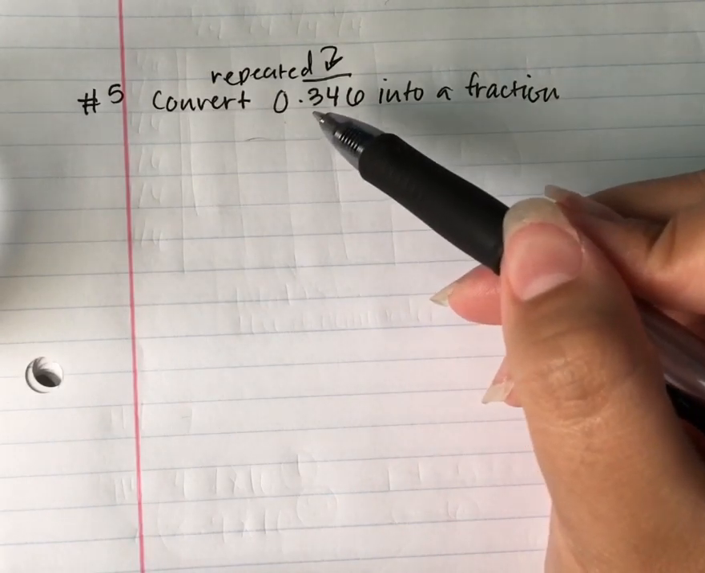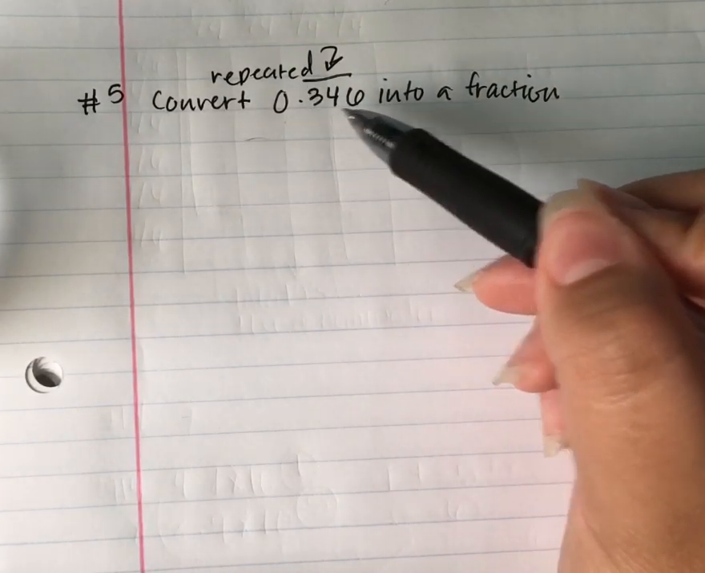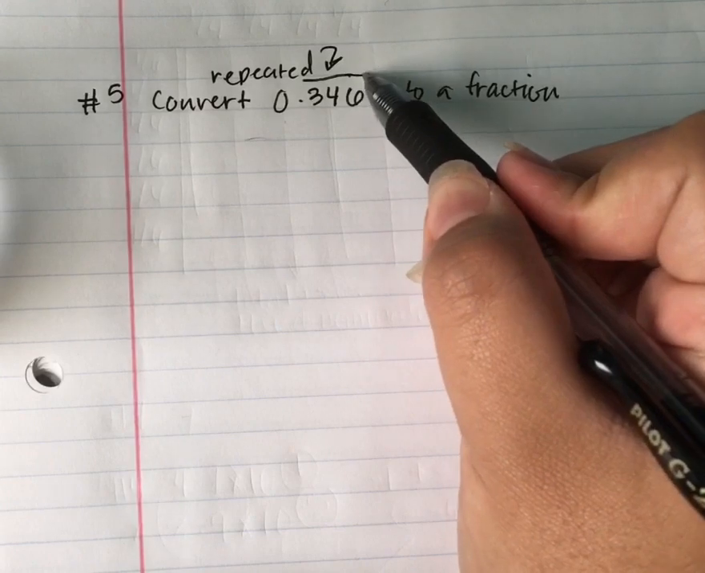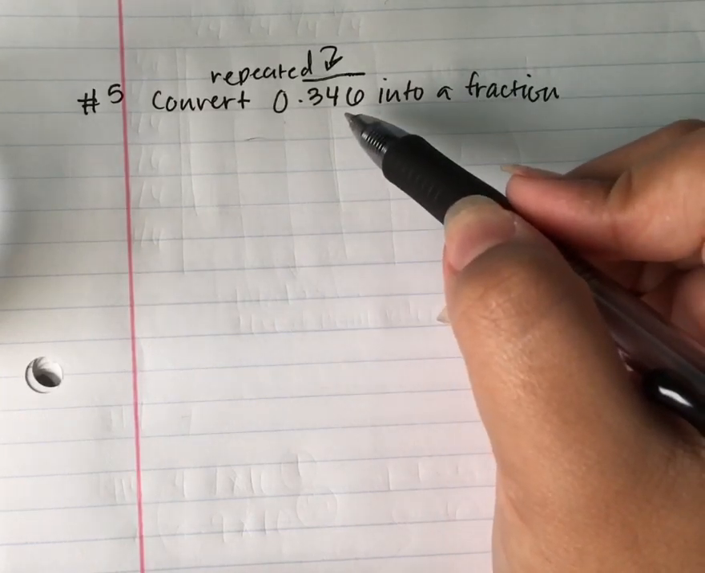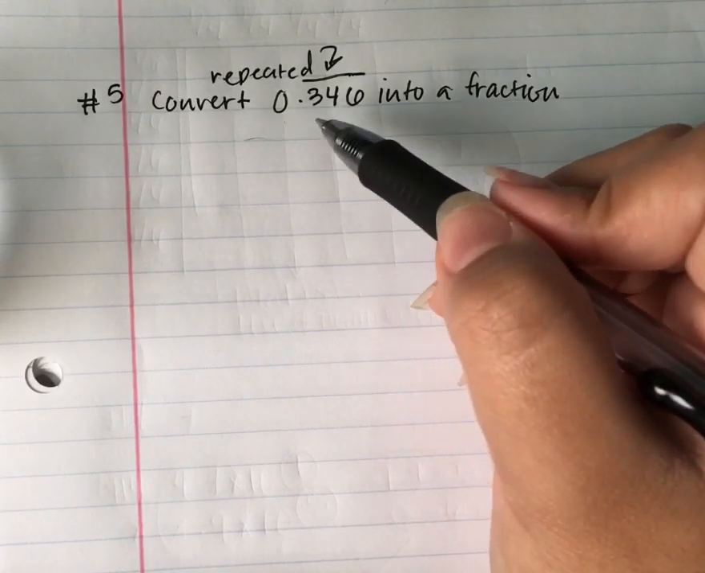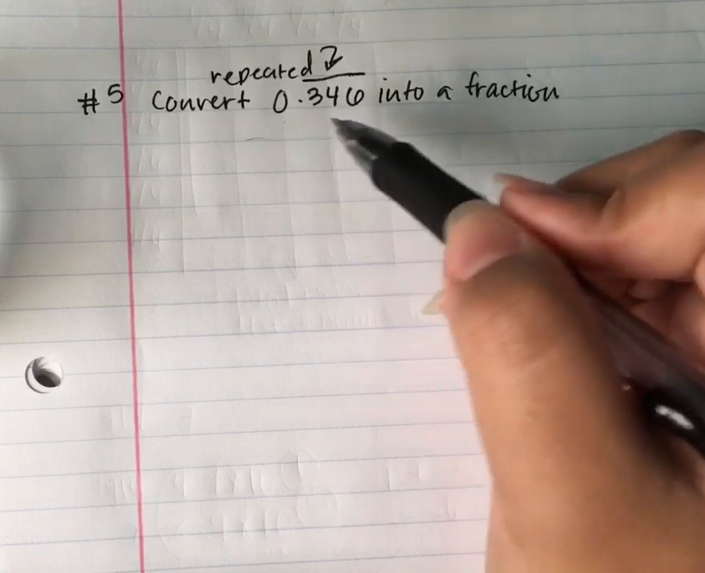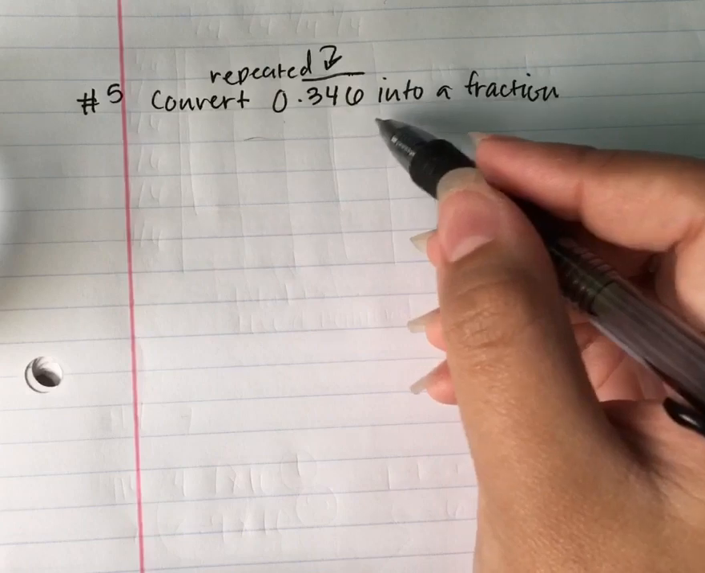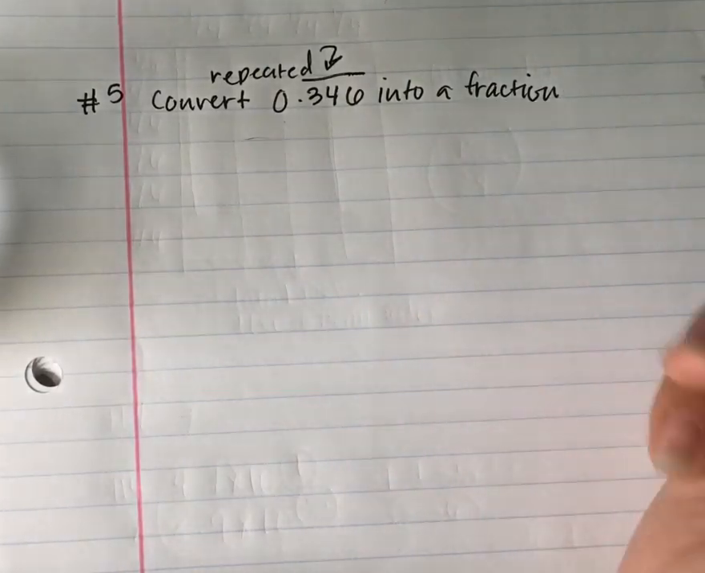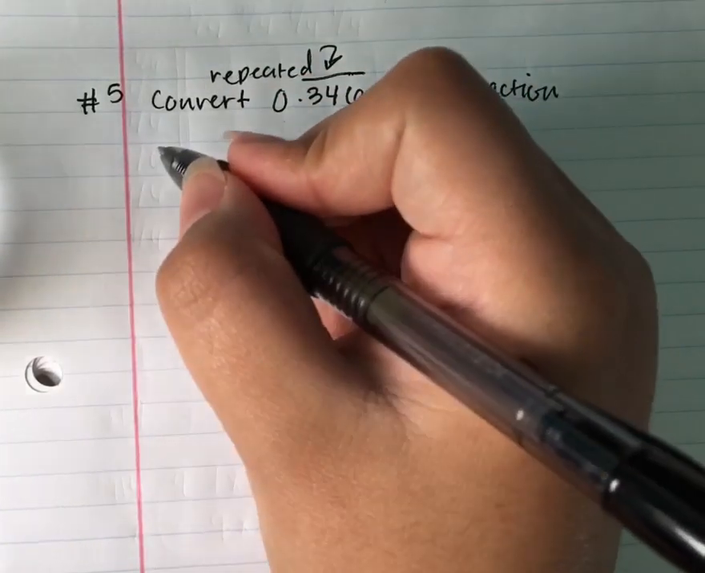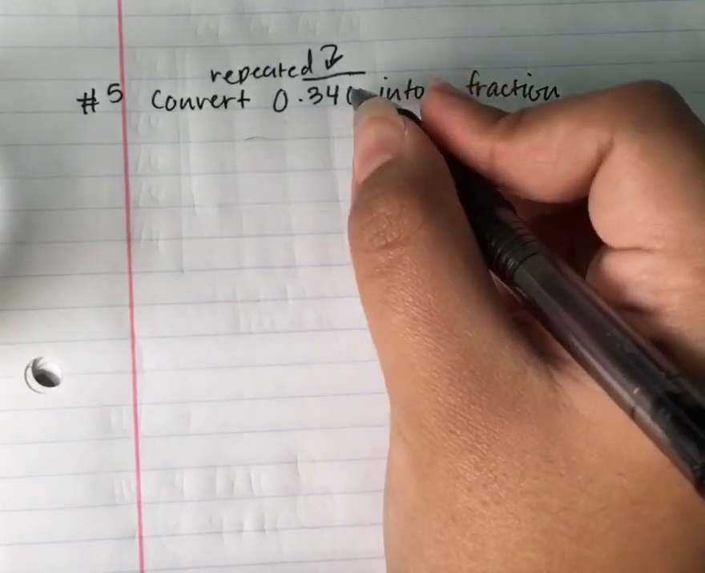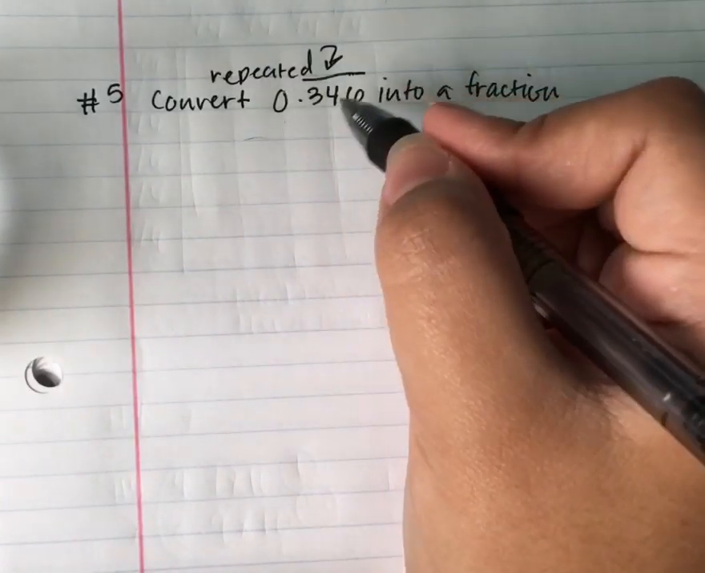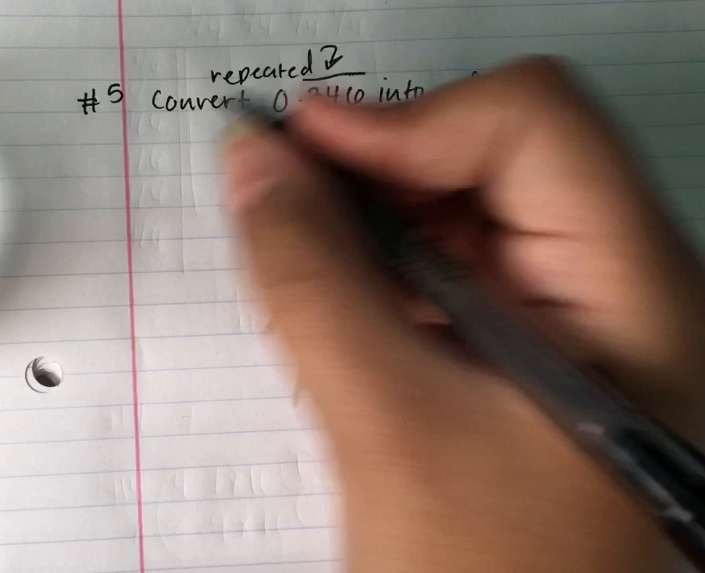So that means that since the bar is over the 3, 4, and 6, let me extend that a bit more, it's repeating 0.346 and ongoing. So we want to turn this into a fraction. But first we need to find out what numbers are in the vinculum. So it's 3, 4, 6.